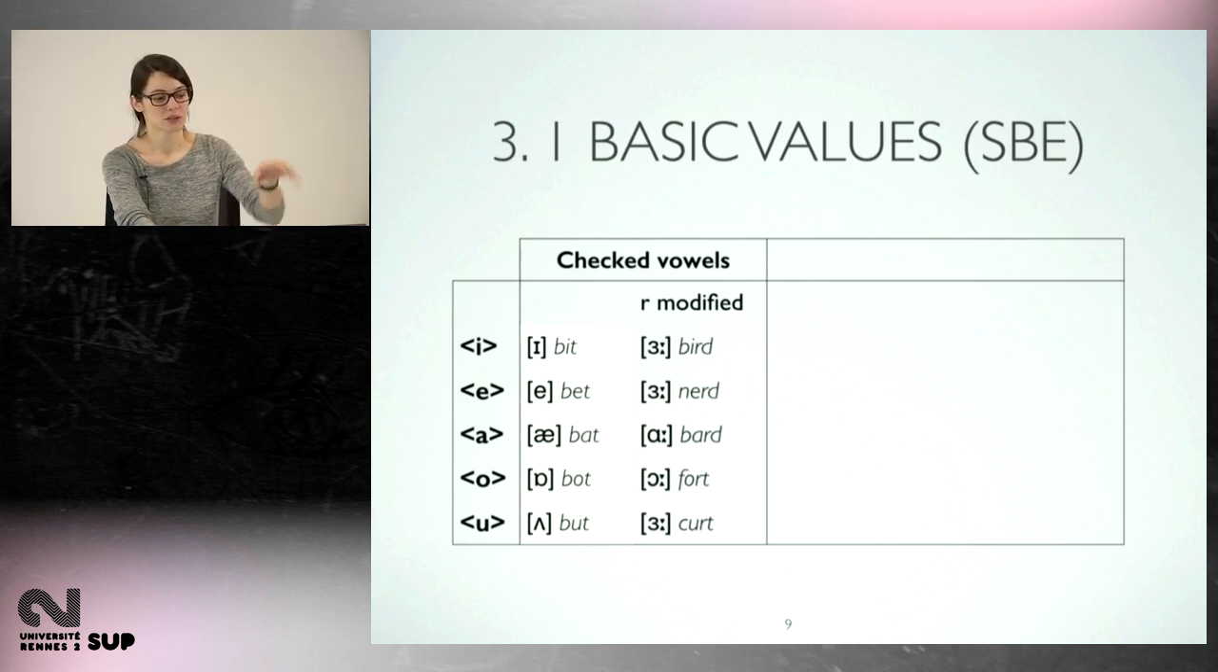So as you can see, each vowel has a checked value and a free value. But within the checked value, you have a normal basic checked value and an R modified checked value. So here it means that you need to have a look at what follows the vowel. Is there an R following the vowel or not?